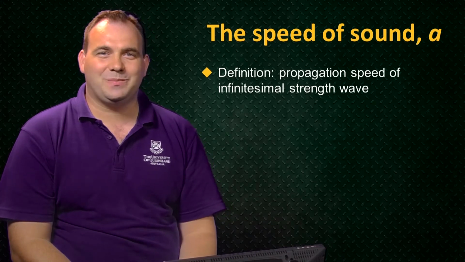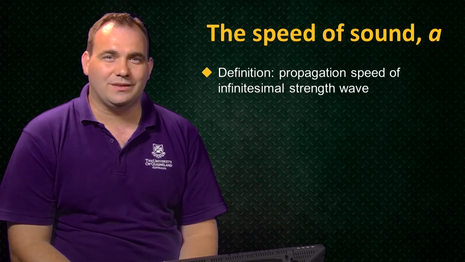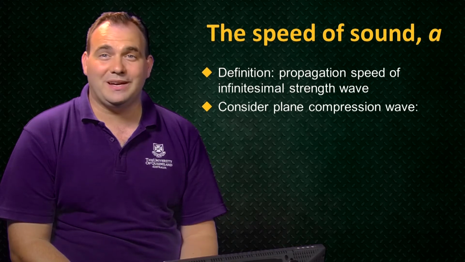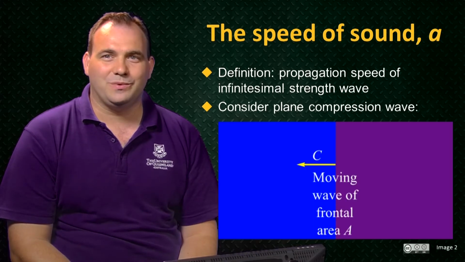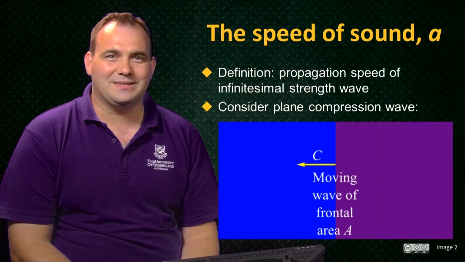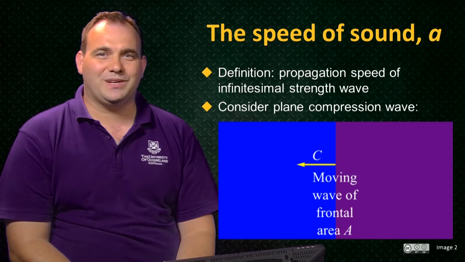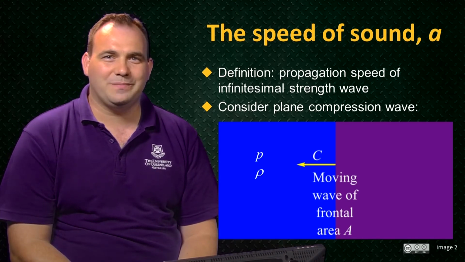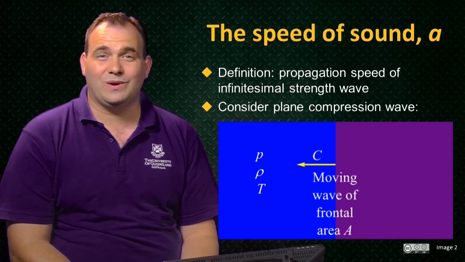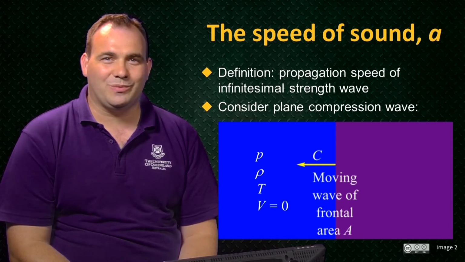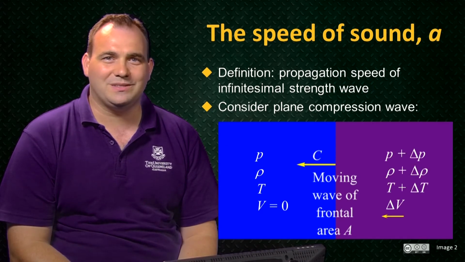It's the propagation speed of a wave of infinitesimal strength, one where the pressure variation across it is a tiny fraction of ambient pressure. Let's consider a plane compression wave of this type, with frontal area A propagating to the left with speed c. Upstream of the wave, the fluid has pressure P, density ρ, temperature T, and is at rest, so the velocity v equals 0. Downstream of the wave, all quantities are increased by small increments denoted with a delta.